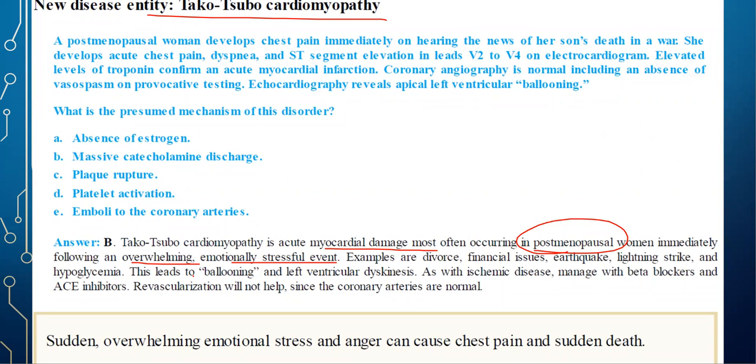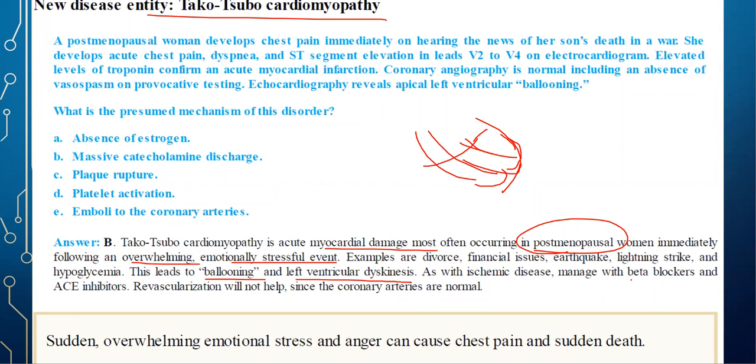And this causes massive catecholamine discharge from their body. And that catecholamine can cause ballooning and left ventricular dyskinesia. Left ventricular dyskinesia means that your left ventricle needs to move to pump the blood to your aorta. Dyskinesia means that the left ventricle is not moving properly. And that can also result in lack of blood supply to your body.